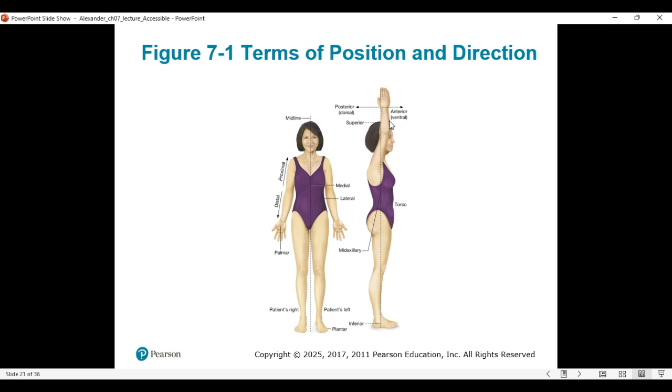Anterior or ventral is the front. The mid-axillary line is the one that runs through your armpit and splits you front and back. Superior means top, and inferior means below. If someone is your supervisor, they're above you, right? And if someone is more inferior, they're below you.